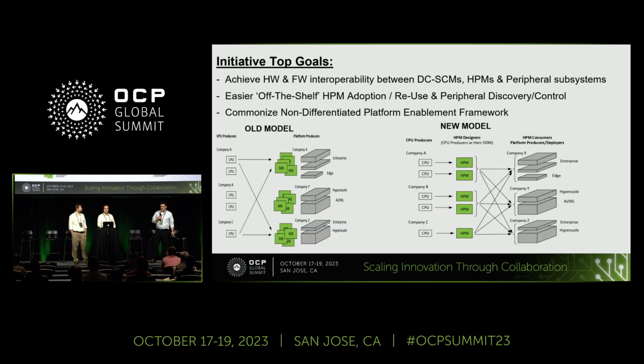So we're trying to achieve the hardware and the firmware interoperability between not just the SCM and the HPM, but also the peripherals that are seen from the SCM through the HPM, and commonize the non-differentiated elements of the HPM so that the innovation can happen within the HPM vendor and the CPU vendor complex. But all of this stuff that's around it to enable those is where there's a lot of arbitrarily different solutions.